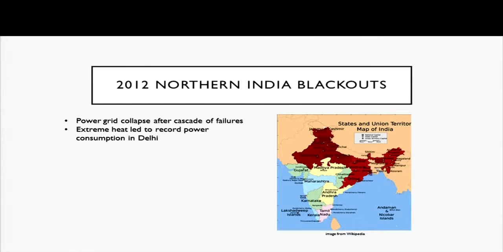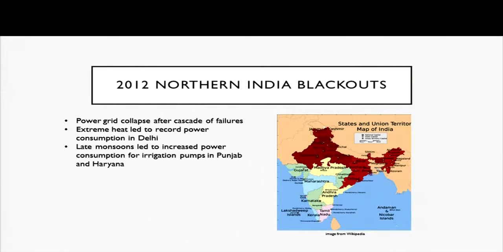And the reason for this was many different factors. One of them was extreme heat in Delhi that led to record high power consumption. And also we had late monsoons, which led to increased power consumption for irrigation pumps in Punjab and Haryana. And also because of the late monsoons, we had low hydroelectric power. So as a result of these disparate events, we had failures in the network of the power grid, which led to more nodes failing in the network, and this sort of cascaded on.